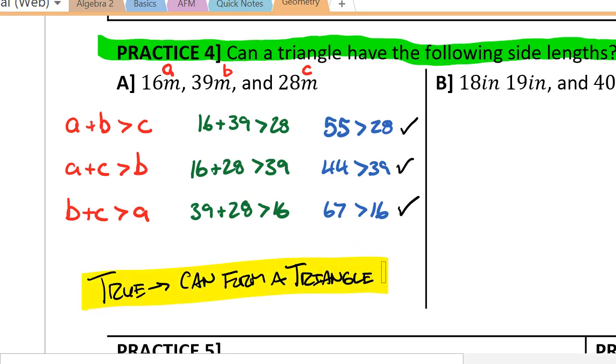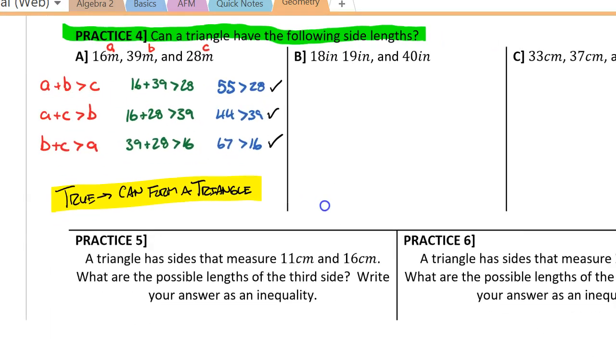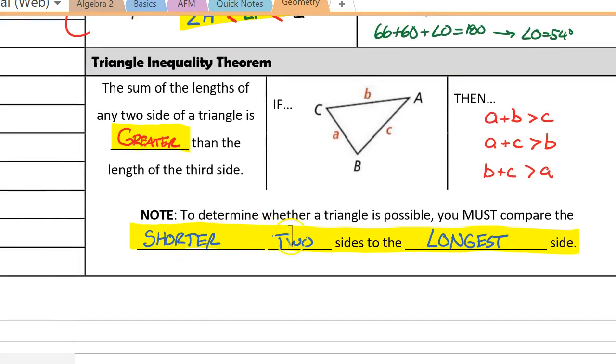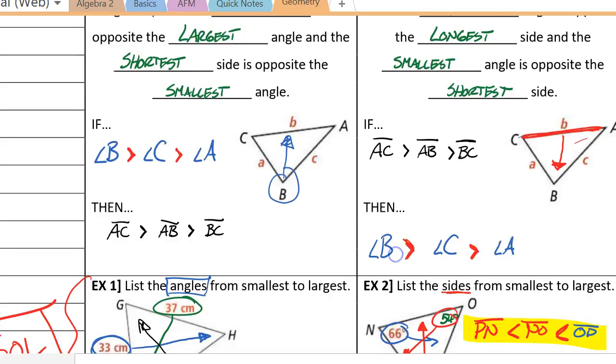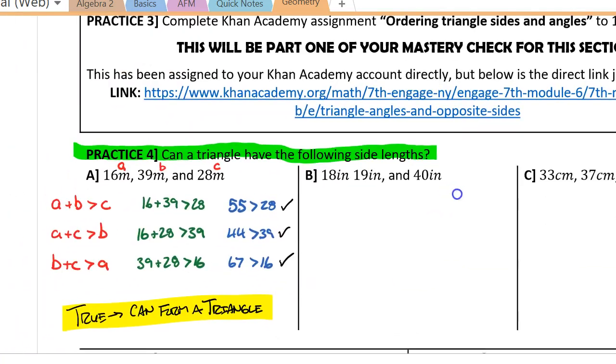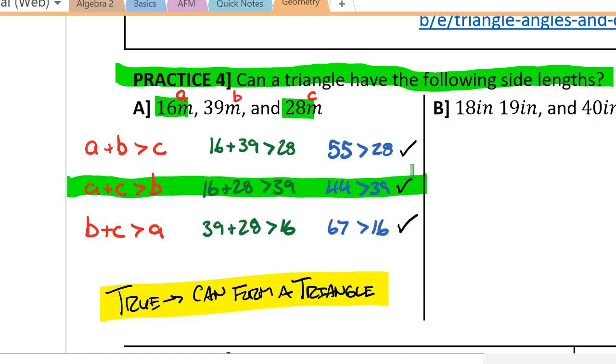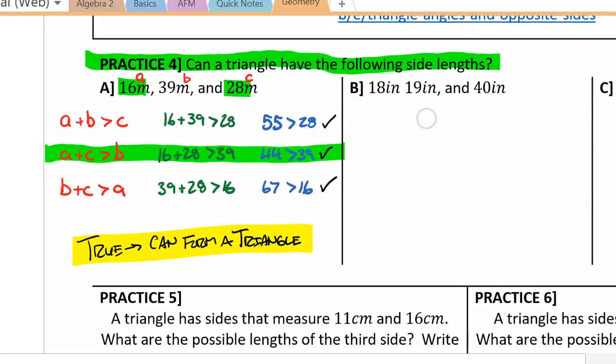All right, now, in terms of my process, I could set up all 3 of these inequalities each time, but really, I need to compare, as I go back to the notes on the bottom, the shorter 2 sides to the longest side. So coming back up here, the shortest 2 sides in this example were 16 and 28. So this is really the only inequality that I needed to set up and check, and in fact, it is true.